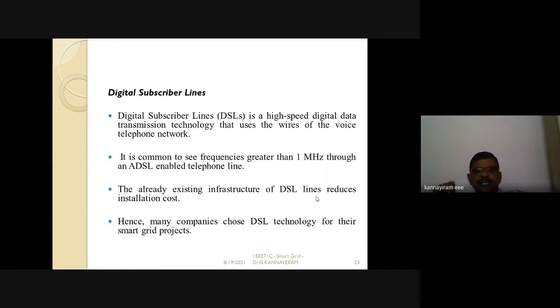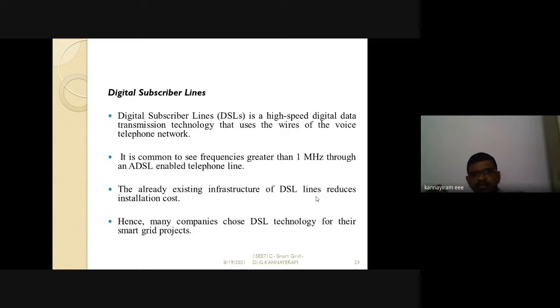Digital data transmission technology, wire can be used for this type of transmission. You can see the frequency is always greater than 1 megahertz through ADSL, advanced digital subscriber line, which can be enabled on the telephone line. The already existing infrastructure for the DSL line can reduce the installation cost, and many companies choose DSL technology for the smart grid project.